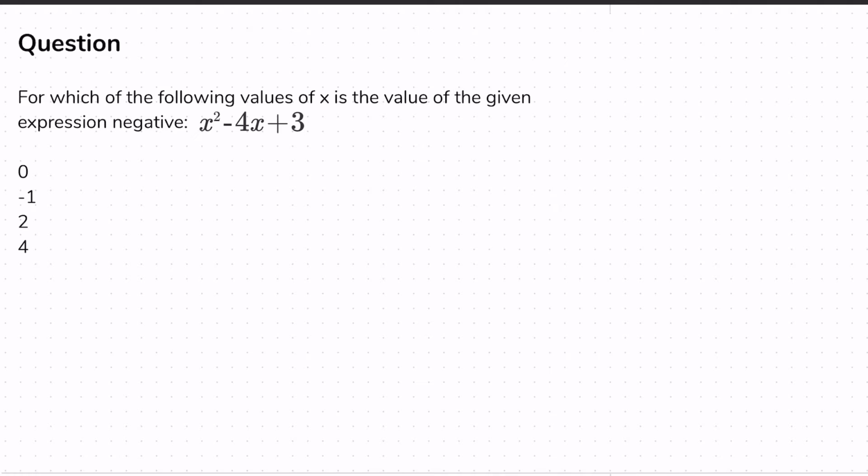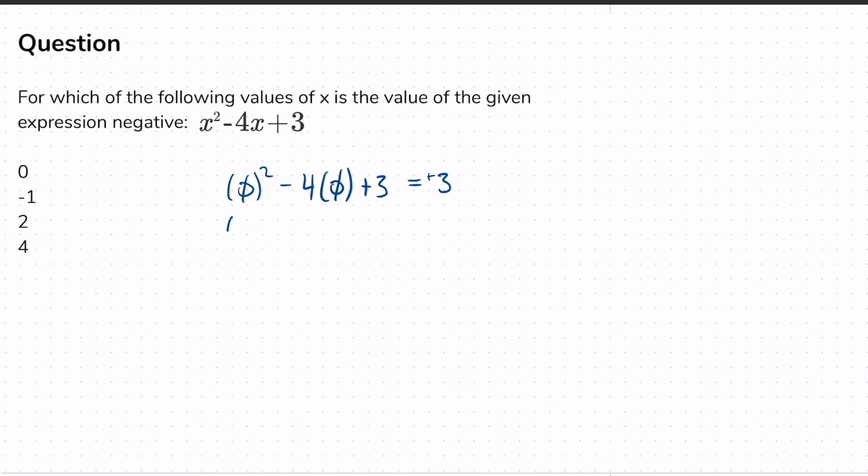The question's asking us which of these values substituted gives a negative value. So let's just go through them. If I substitute in 0, I get 0 squared minus 4 times 0 plus 3. Anything times 0 is 0, so I'm left with positive 3.